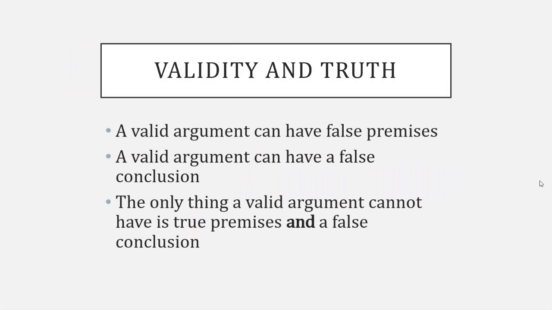This is what we just said. A valid argument can have false premises. It's not an argument that you want. You want to live in the land of truth and rationality, but for our definition of validity, an argument can have false premises. A valid argument can have a false conclusion, even if its premises are false. The only thing a valid argument can't have is true premises and a false conclusion. That's the combination that's ruled out. So our definition of validity rules out this combination of states of affairs: all true premises and a false conclusion.